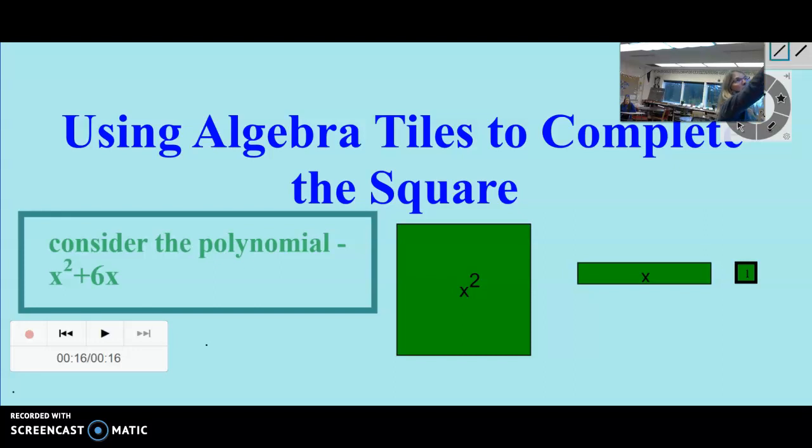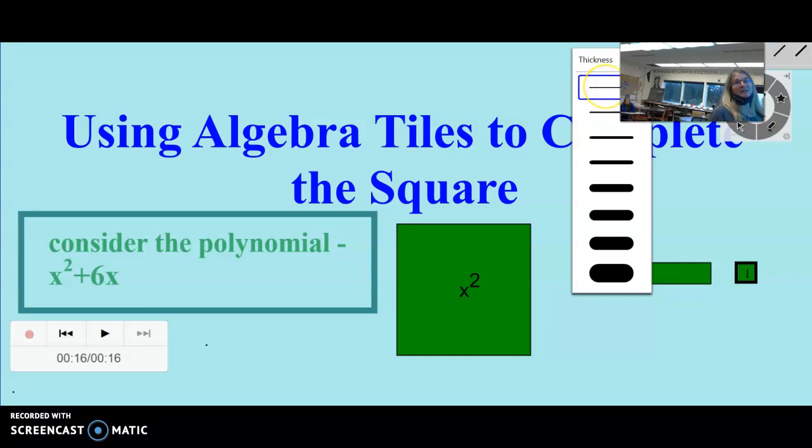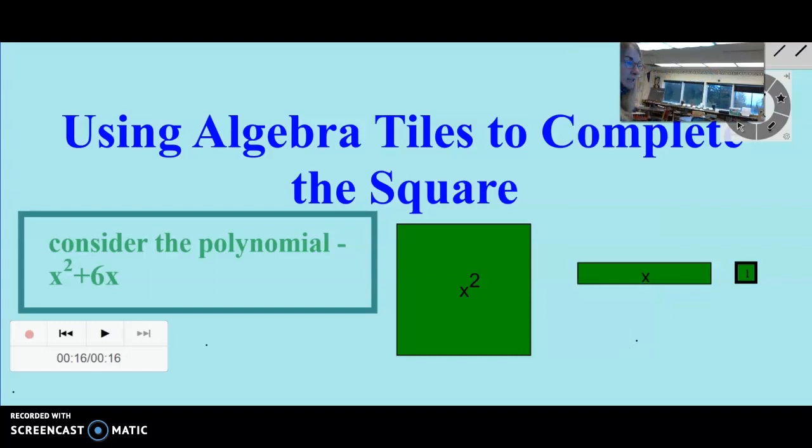We are going to learn about completing the square in this video, as well as how to use completing the square to solve quadratic equations. So the first thing, though, that we're going to look at is what algebra tiles are.